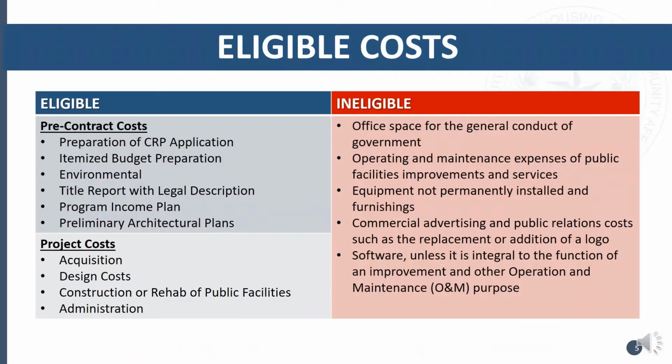And the next are the ineligible costs. As you can see, you can quickly read through them, but the main ones are office space for the general conduct of government. Equipment must be permanently installed for it to be an eligible cost.